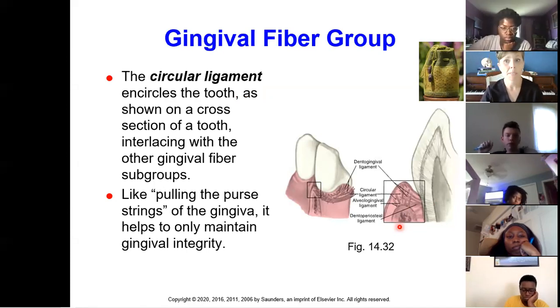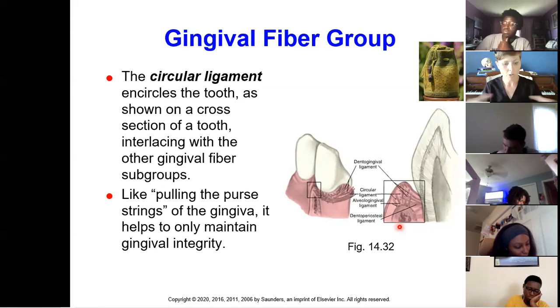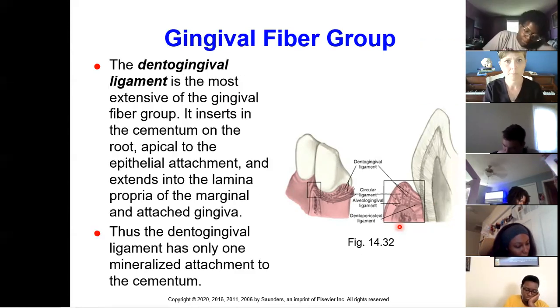So the circular ligament circles the tooth, as shown. It's almost like a little drawstring purse. It kind of pulls all the tissue tight around the tooth, right? Because of the way it runs around. So it's a tight tissue that runs around. That's why it's circular. It's like pulling a purse closed.